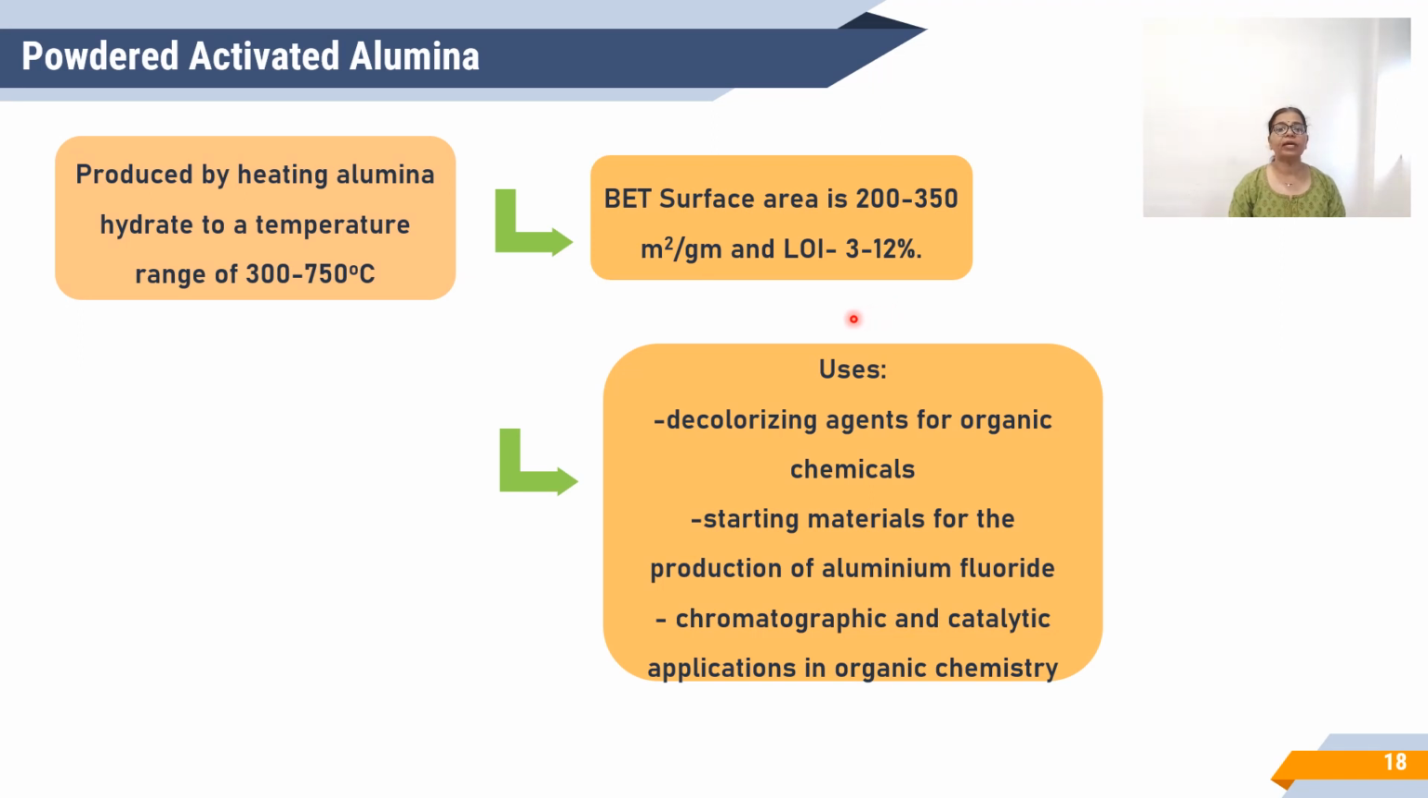So the powdered activated alumina is formed by heating alumina hydrate to 300 to 750 degrees centigrade, where the surface area formed is 200 to 350 meter square per gram with LOI of 3 to 12%. The uses are in decolorizing agents for organic chemicals. They can also be used as starting materials for the production of aluminum fluoride. They are used in chromatography and catalytic applications in organic chemistry.